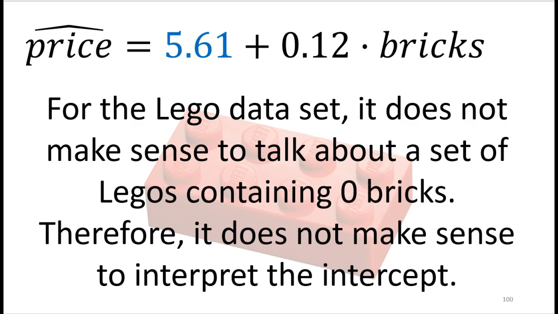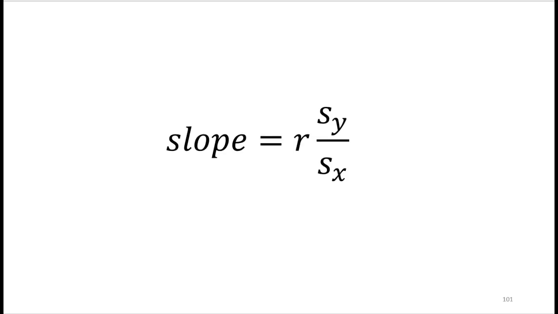Recall the correlation coefficient from earlier in the notes. There is a connection between the correlation coefficient r and the slope of the regression line. And it ends up that slope is equal to r times the standard deviation of y divided by the standard deviation of x.